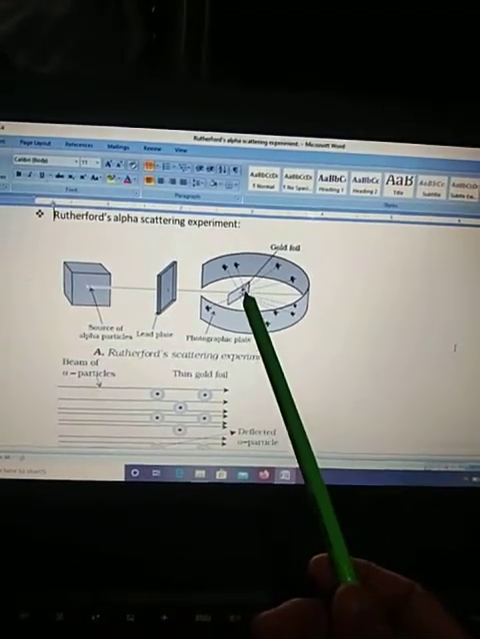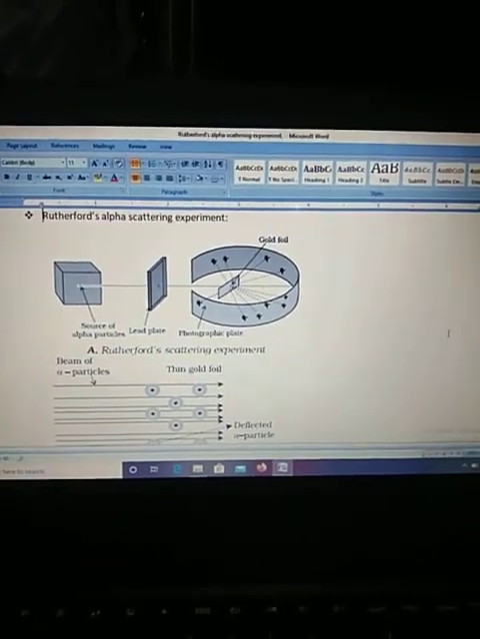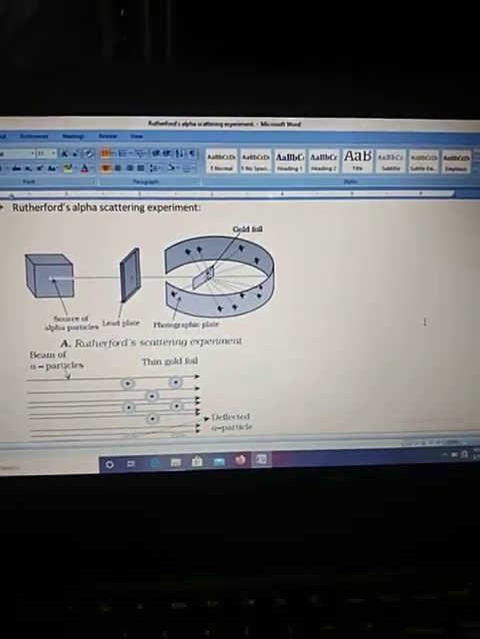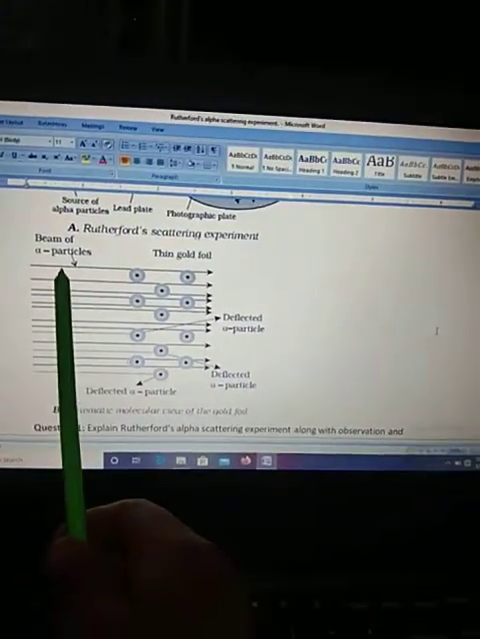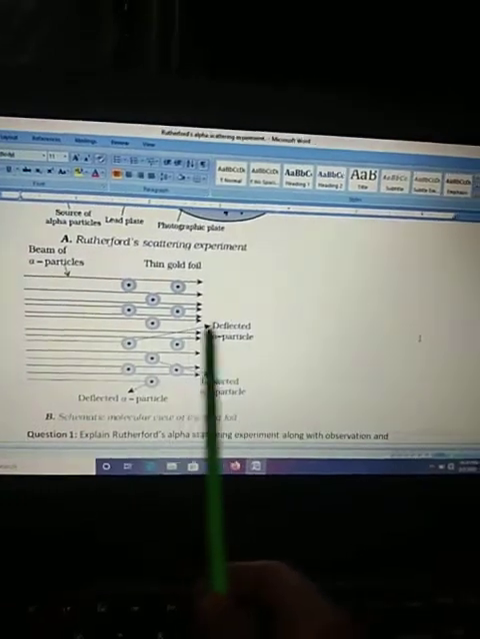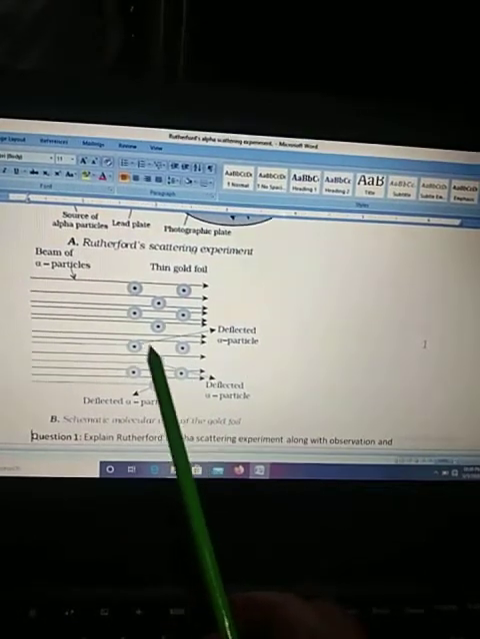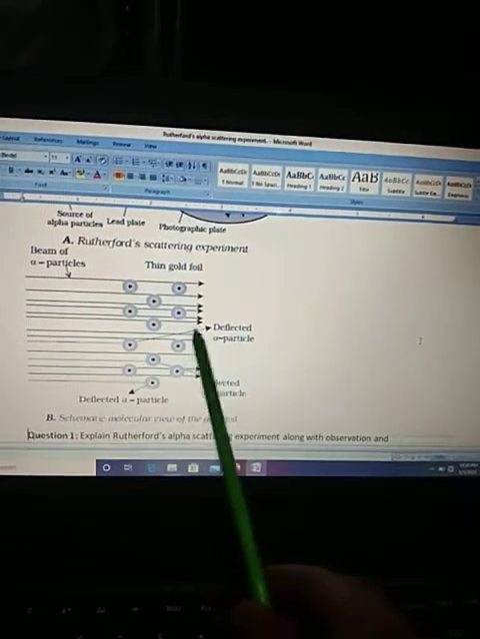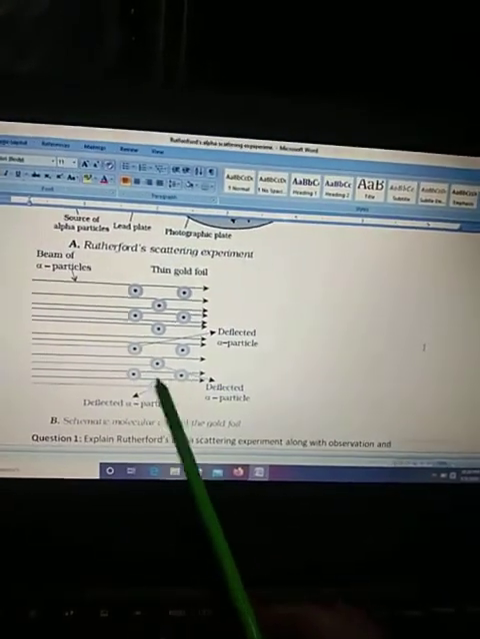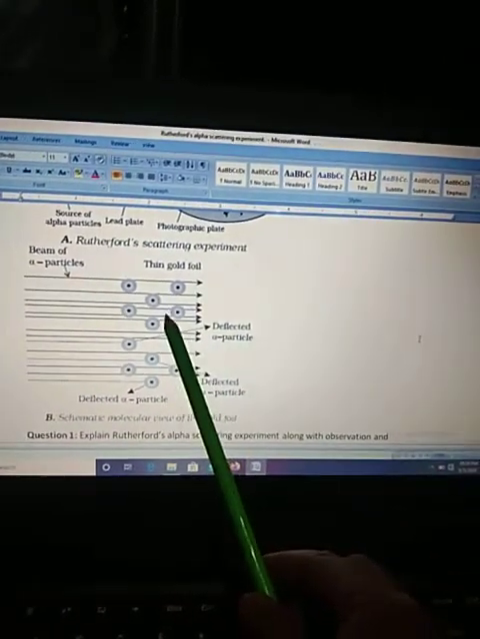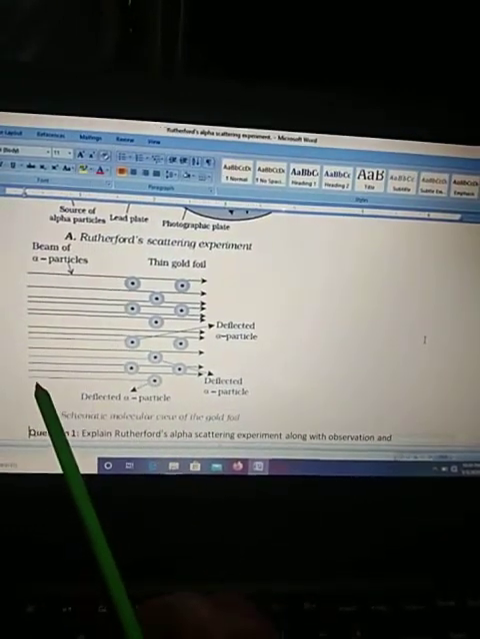Okay, now after that, these are the observations made by Rutherford in his experiment. He observed that most of the alpha particles continue on their straight path like this, with no deflection. Okay, and a few alpha particles show deflection. You can see the deflection at certain angles. Here also certain angles, here also certain angles, and very few were reflected back in the same direction as they had come.